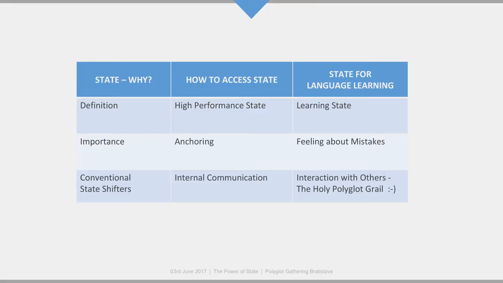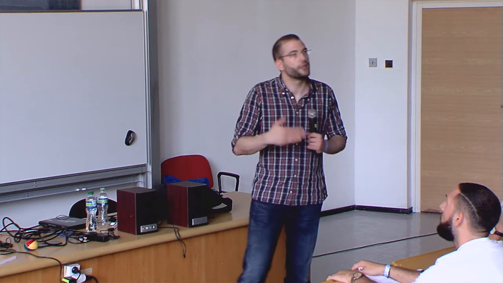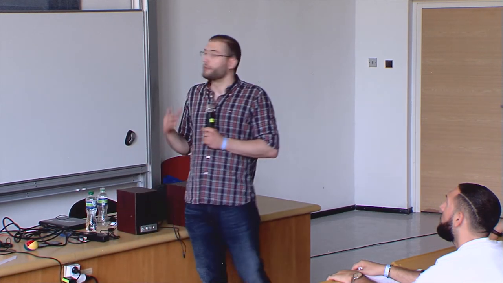Now, let's summarize briefly what we had today. We had state. Why is it important? State is our way of being in the moment. It's important because we are always in a certain state. And I highly suggest to you to train with the exercise and do research on this topic in order to be able to generate more useful states for whatever goal you might have. We talked a little bit about conventional state shifters. We saw the performance with the high-performance state, for example, juggling.